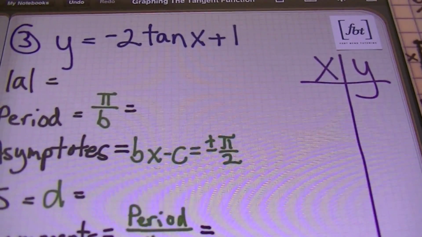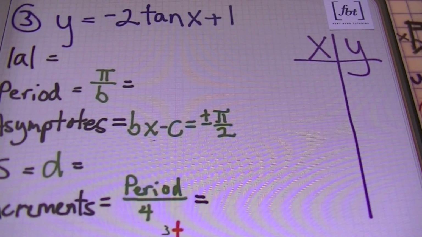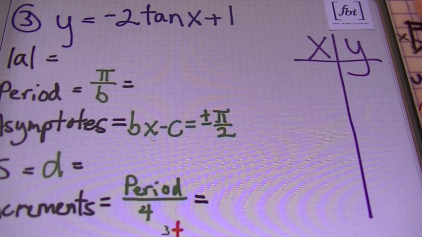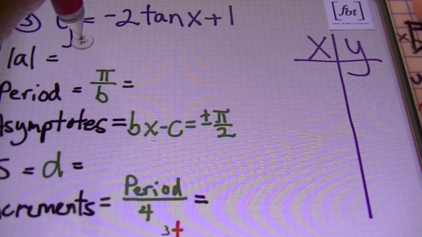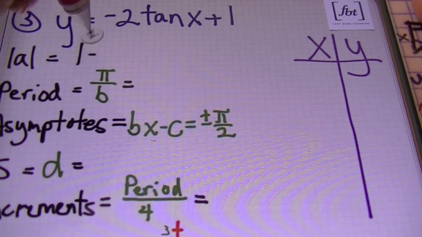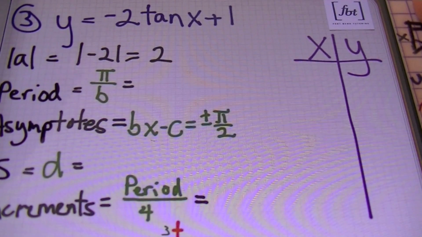In our next example, we have y equals -2 tan x plus 1. We want to once again find out those values that I showed you on that front page, okay? So let's find out the absolute value of a. The absolute value of a in this case is going to be the absolute value of -2, which is going to give me a result of +2.